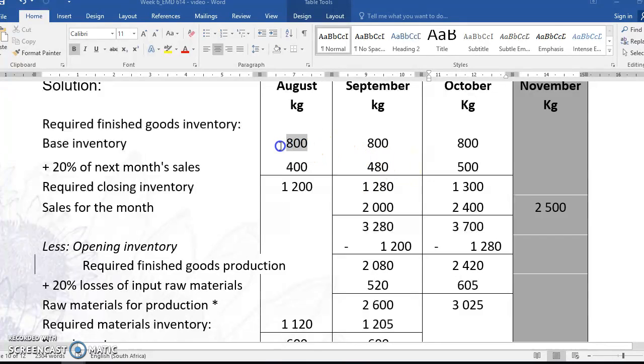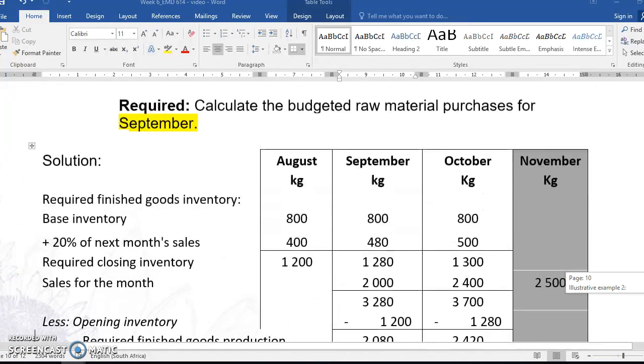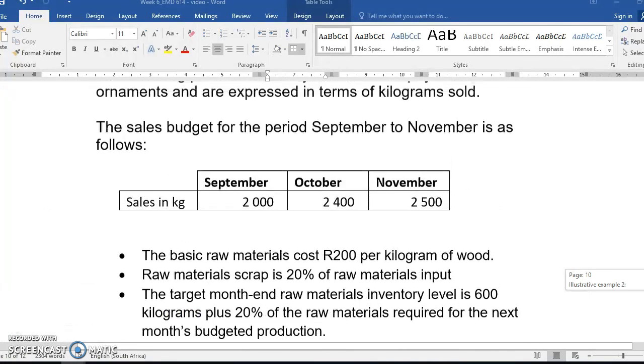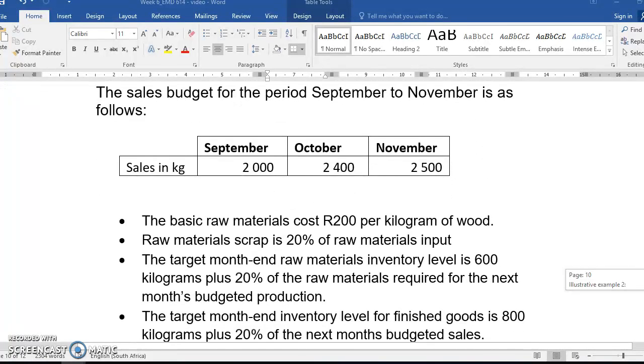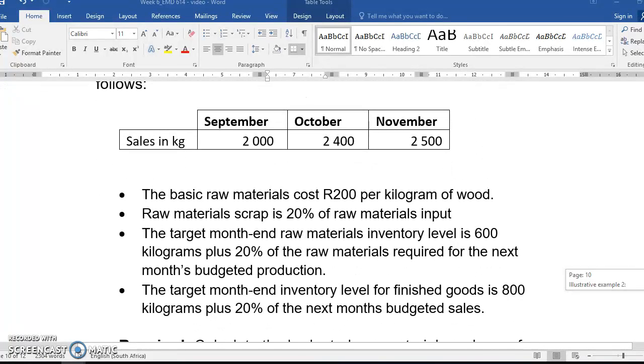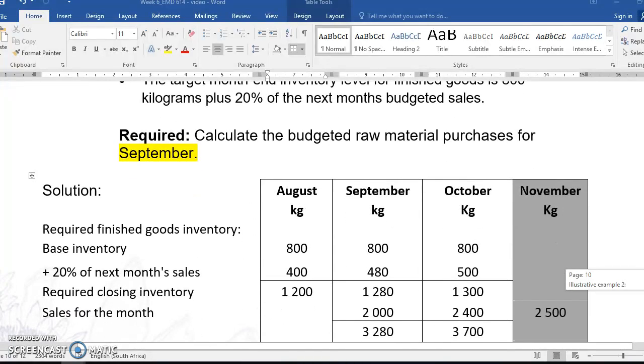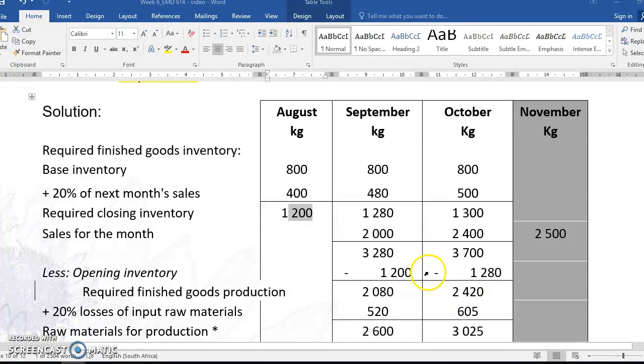Now August is the base of 800 plus 20% of next month's sales. If you're in August, the next month will be September, and 20% of September would be 400 units, and that gives you the 1,200. So if we then deduct the 1,200, we will get the 2,080.